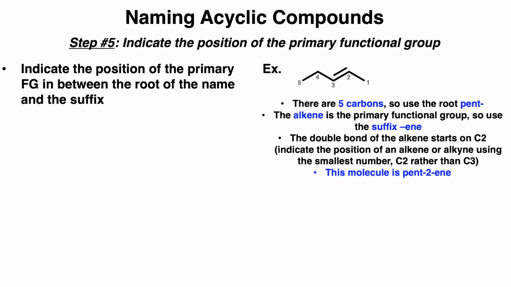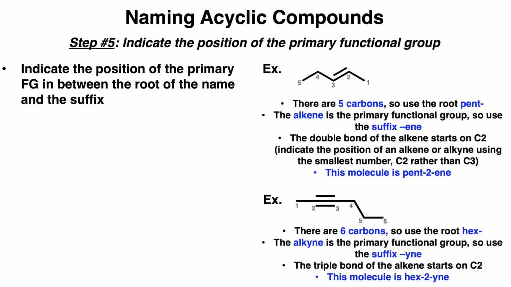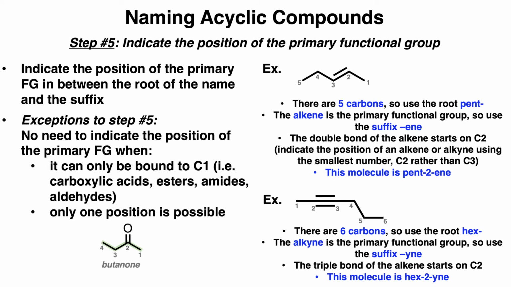pent-2-ene. Another example is this one, where there are 6 carbons, which means we'll use the root of hex. The alkyne is the primary functional group, so we'll use the suffix yne or ine. The triple bond starts at the C2 position, so this molecule is named hex-2-ine. There are some exceptions to this rule, though.